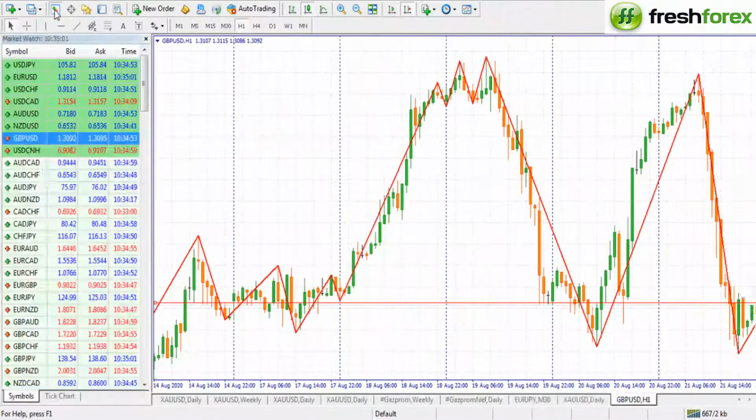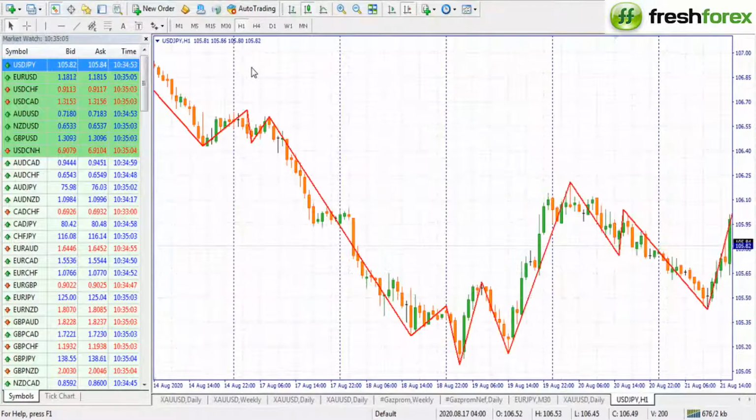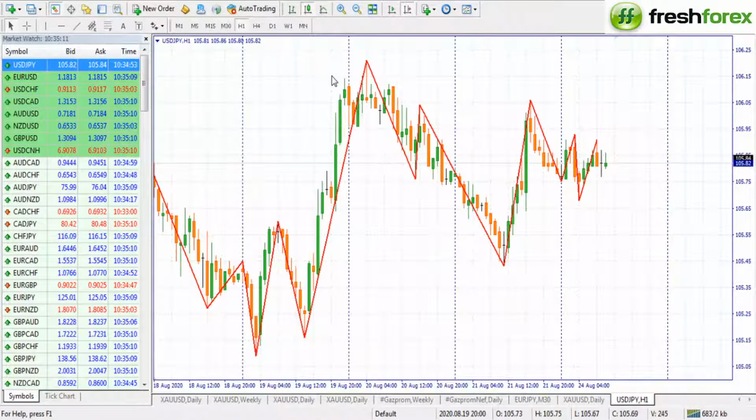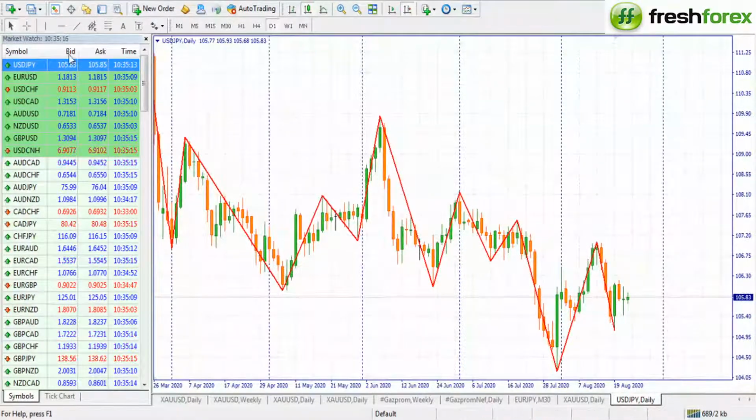And the next chart, USD/JPY. So JPY so far, if you check the weekly chart, we are downwards. You draw a trend line from this top here.